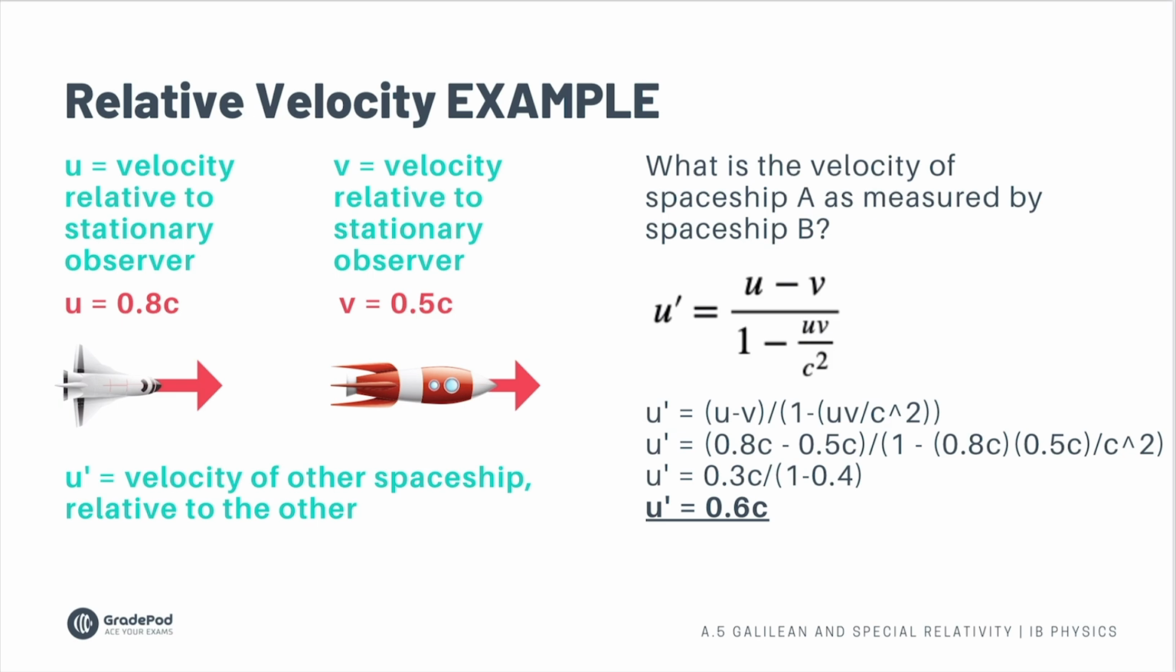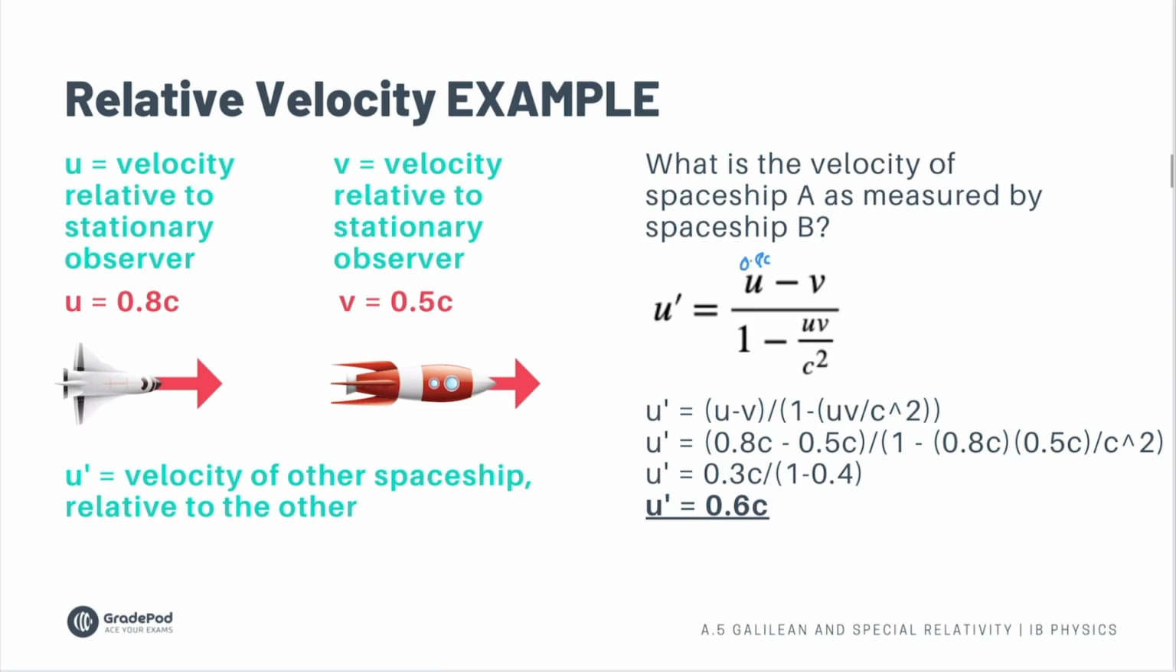U dash is the velocity of the other spaceship relative to the other. And we have to pop in values here. So for U, we'd have to put in 0.8c. For V, we have to put in 0.5c. We bring it all the way through, and U dash is equal to 0.6c. So the velocity of the spaceships relative to each other is 0.6c, and that's not a linear transformation. You can't do that easily in your head.